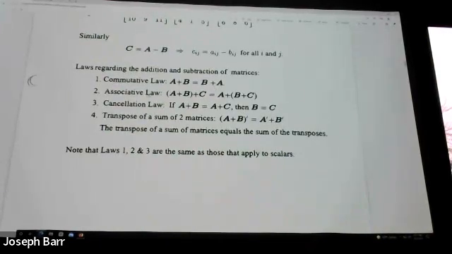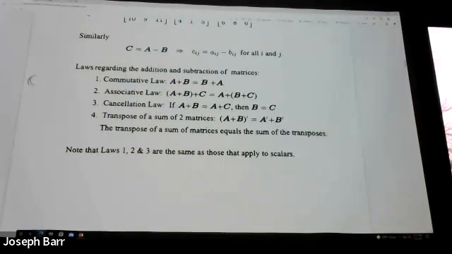Associative law, you can just combine. Okay, so in the beginning, we combine these two together, and actually it's the same if you combine the last two together and then add A. Okay, so it's the same. Cancellation law. Okay, if you have same matrix on both sides, you can just cancel that. That's only for addition and subtraction, not good for multiplication. If it's multiplication, you cannot do that.